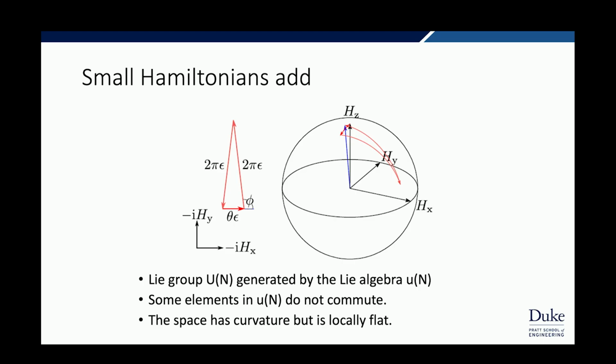If I want to be formal about it, I would say all of these transformations come from a Lie group. So on n qubits, it's U(2^n), 2 to the little n. And it's generated by a Lie algebra, which are just these elements of the Hamiltonian times minus i. And as long as things are small, the space ends up being locally flat, so I can just add these things together like vectors.